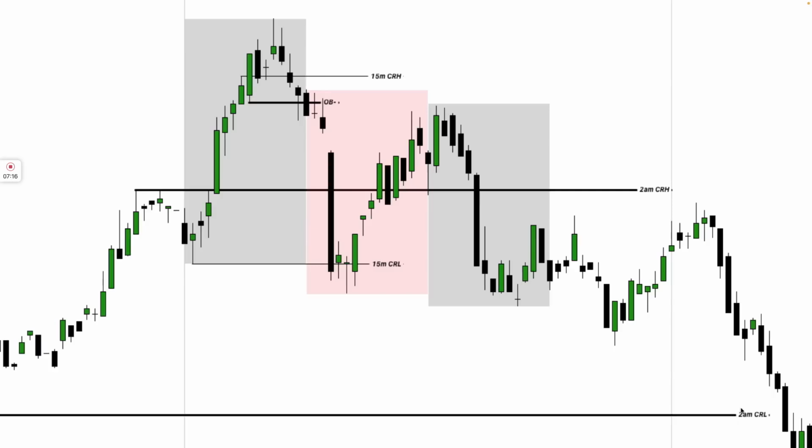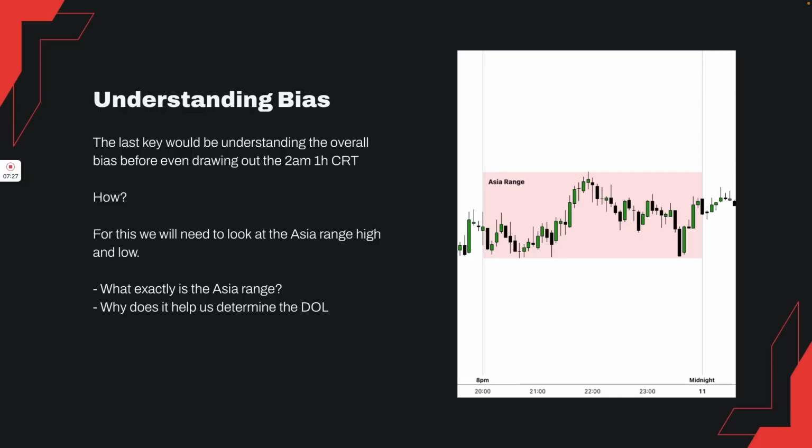Ultimate targets are the 2 a.m. CRL, however all of your targets would have already been hit. Remember, this is a scalpers model. I always will repeat. The last and most important, bias.